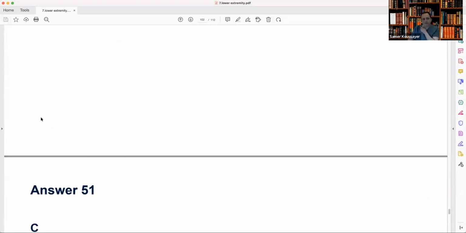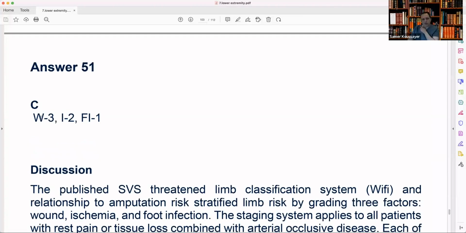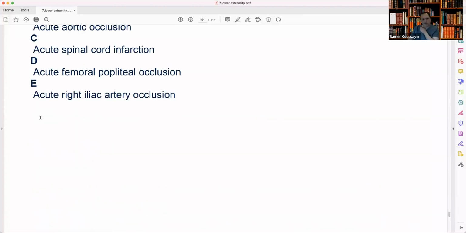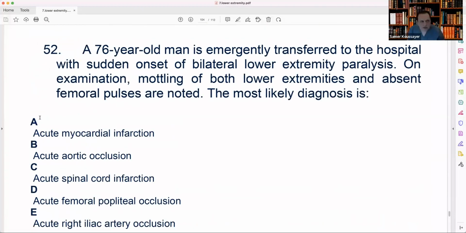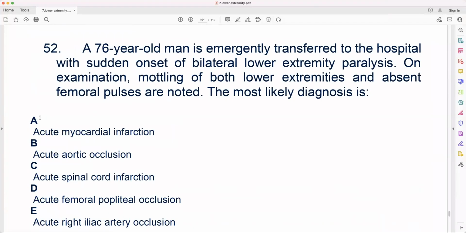All right. Well, let's go to 51, 52. Let's go to Zahra. Zahra, you still with us? Yes. Okay, want to take this question?